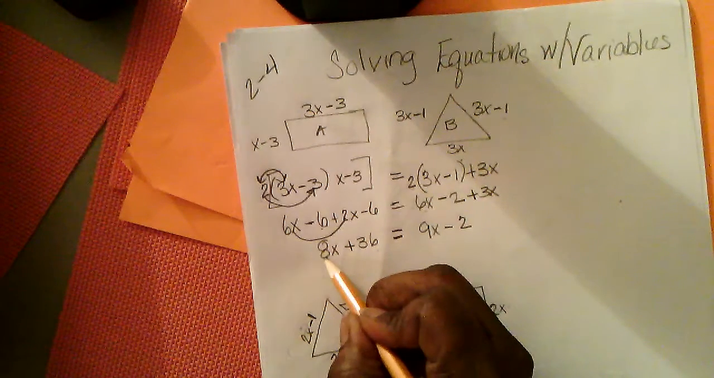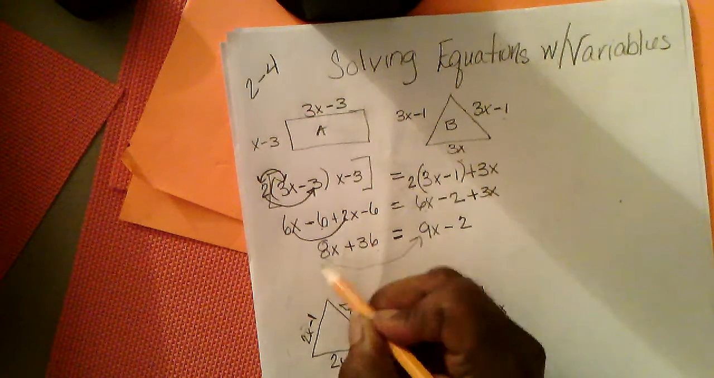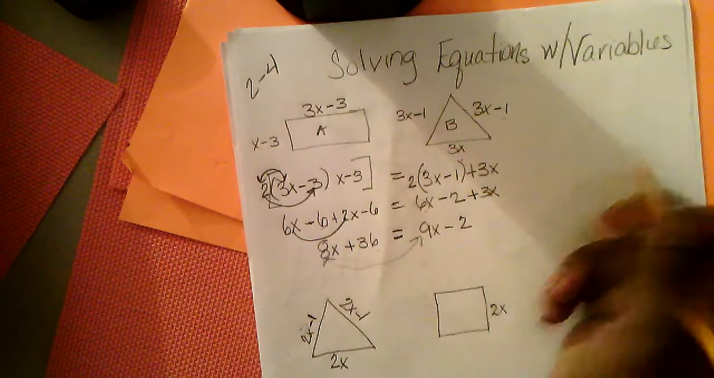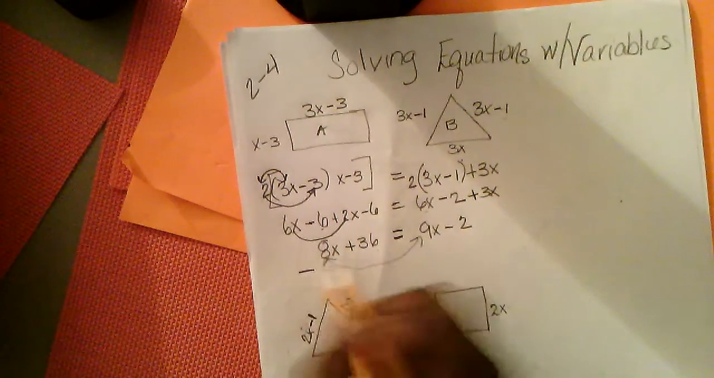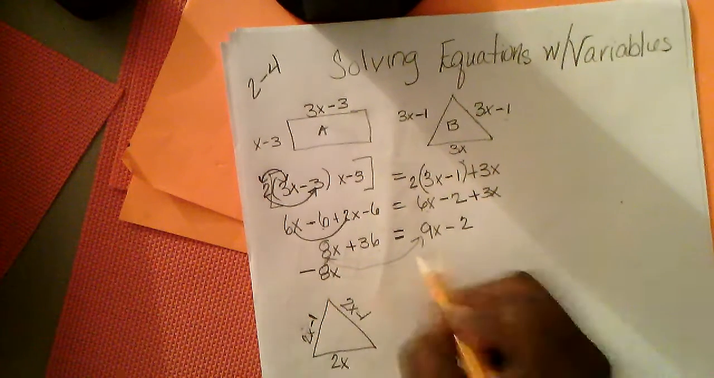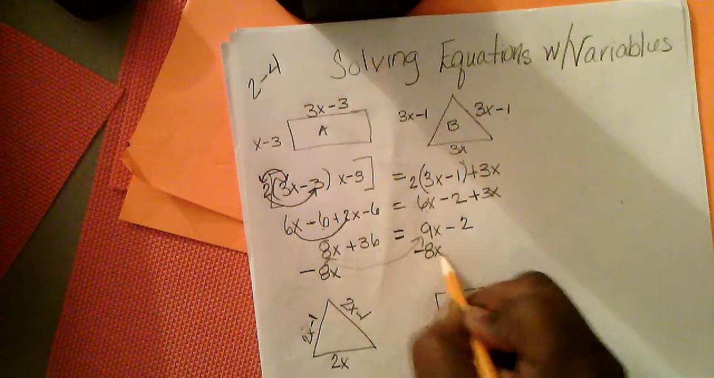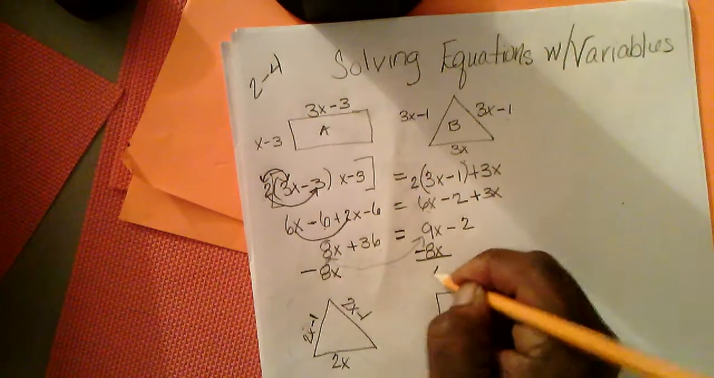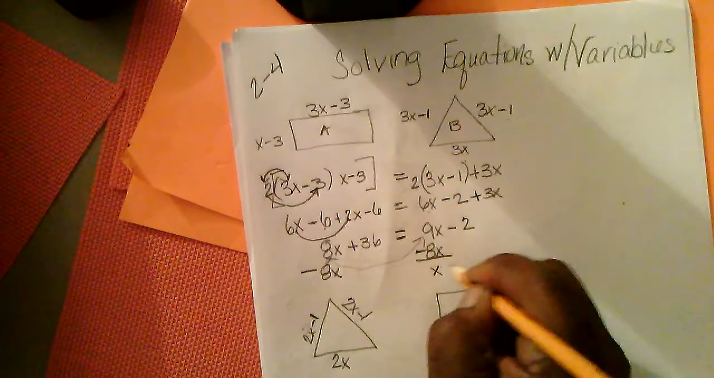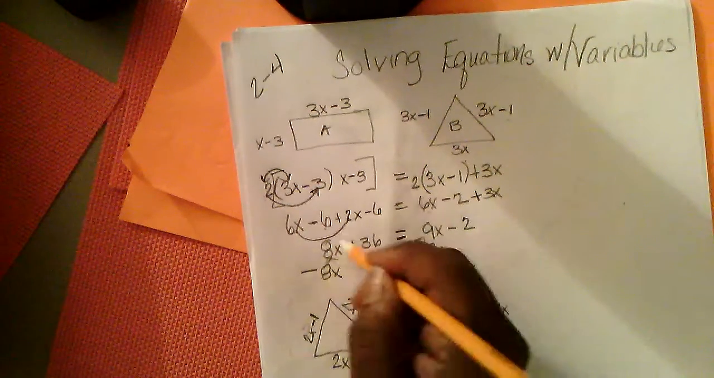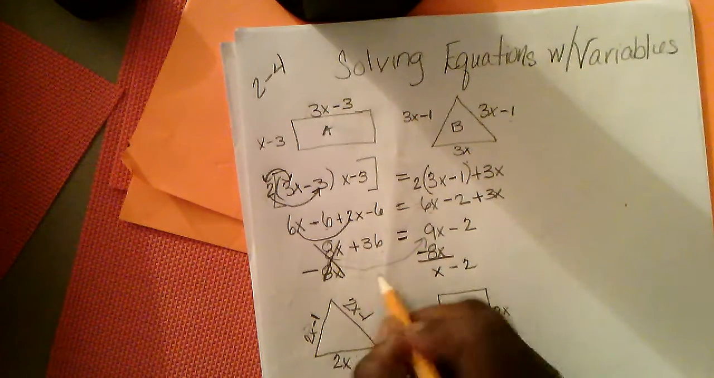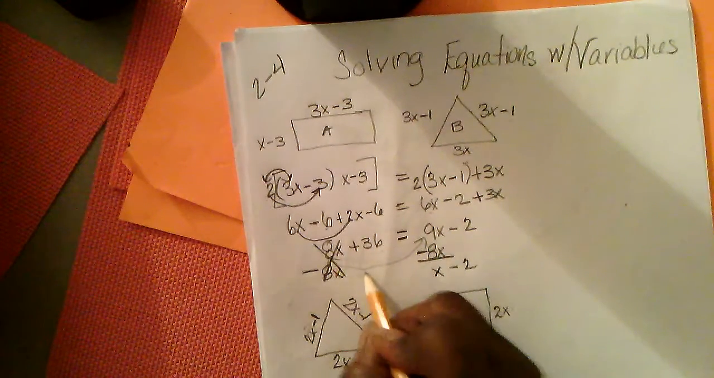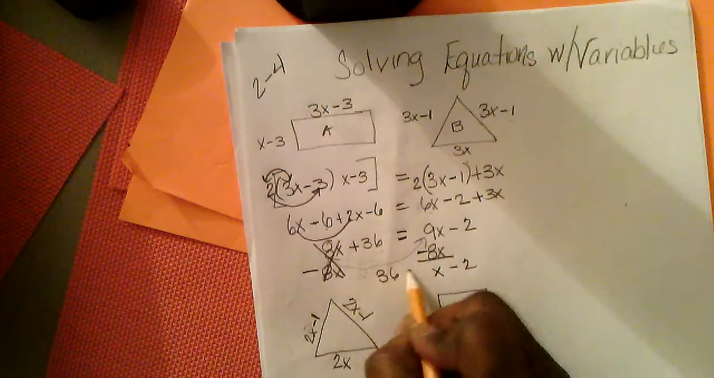So I'm going to put my x's on this side, so my number would stay positive. And to do so, I'm going to subtract 8x here. And then that means I have to subtract 8x over here. So that leaves us with x minus 2. This one cancels out. And now we have plus 36. So we have positive 36 on this side.